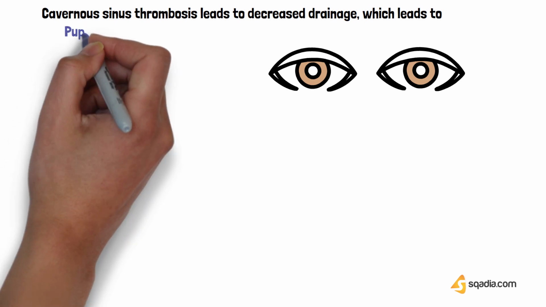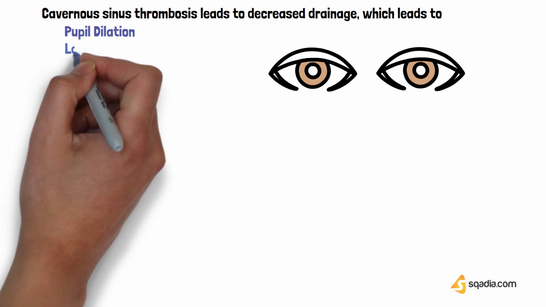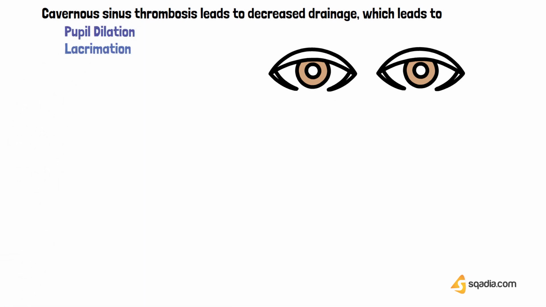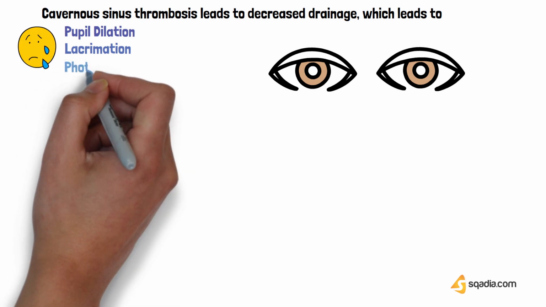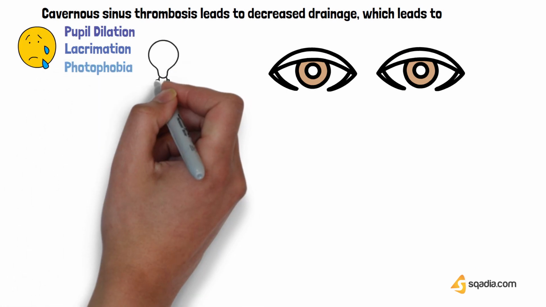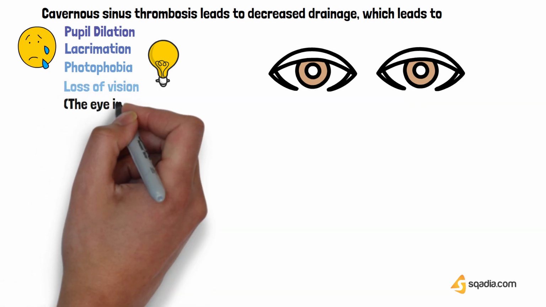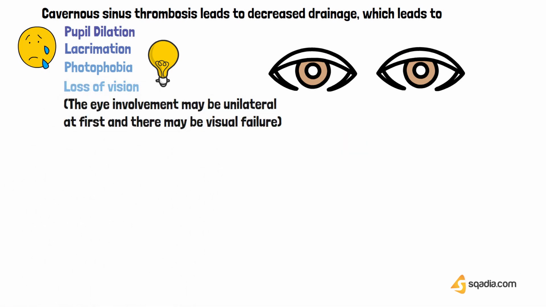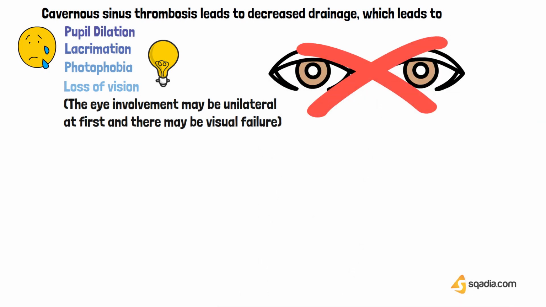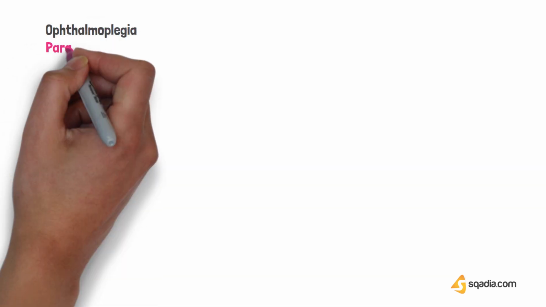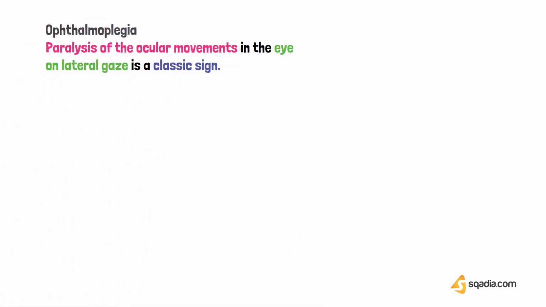First of all, there may be pupil dilation. There also may be lacrimation, photophobia, meaning an increased sensitivity to light. Also, there may be loss of vision. Now, the loss of vision may be unilateral at first, but if the thrombus spreads to the other side of the cavernous sinus, there may be complete visual failure. Ophthalmoplegia. Ophthalmoplegia is basically the paralysis of the ocular movements, and the most common paralysis is seen on the lateral movement of the eye.